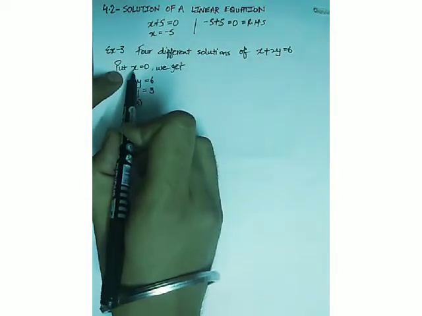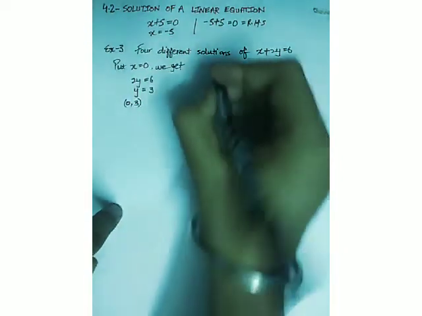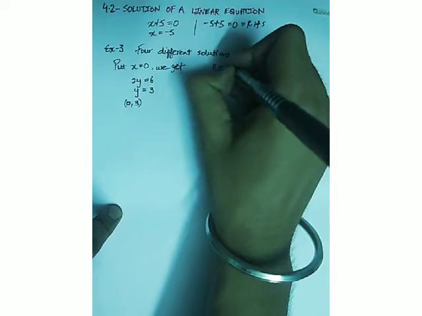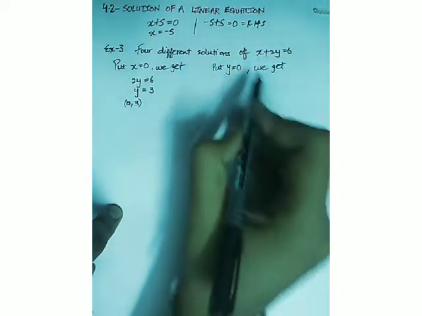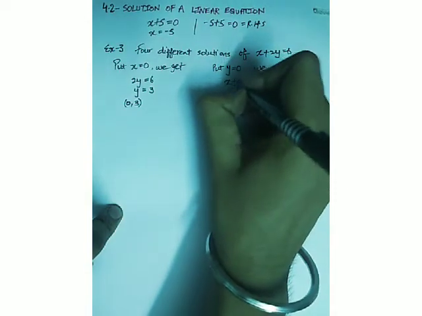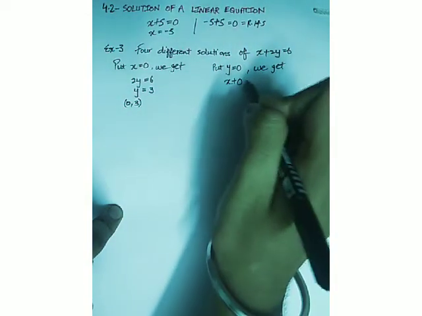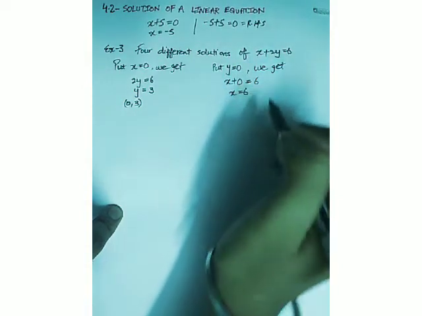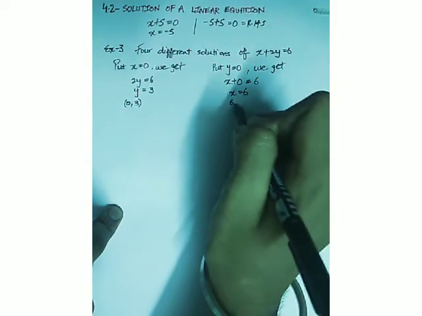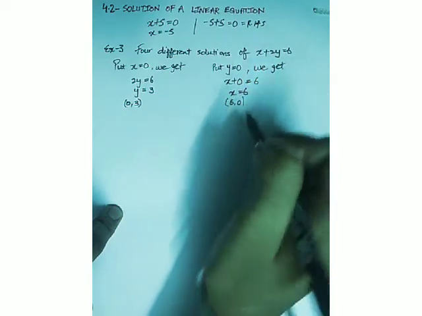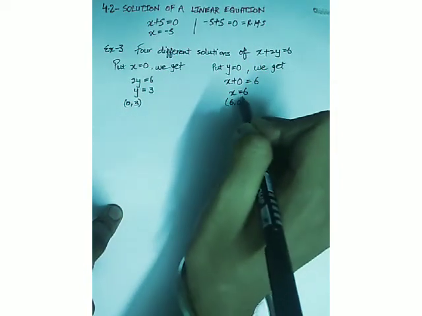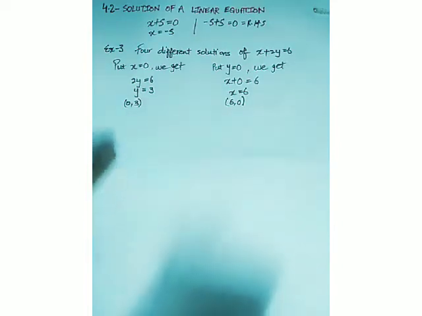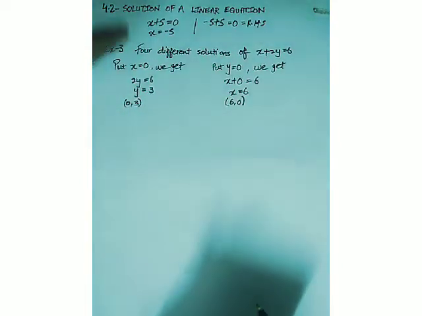Now, we have put x is equals to 0. Similarly, put y is equals to 0. We get, what will we get? X plus 0 equal to 6, and x is equals to 6. So our second set of solution is 6, 0, because x's value is 6 and y's value is 0. Clear? We have found 2 different solutions. We have to find 4.